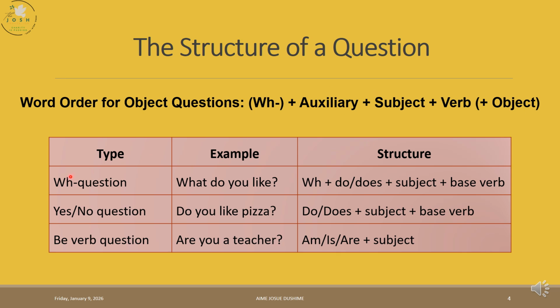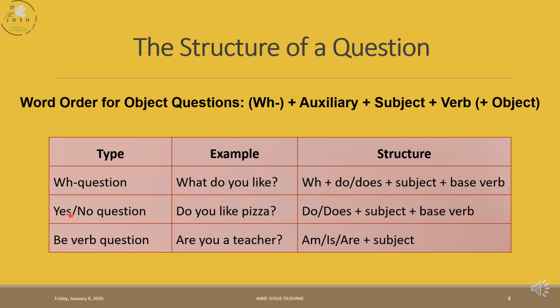Let's see the first question, which is the WH question. An example we have is, what do you like? You see that it follows the structure of WH, auxiliary, subject, verb, object. A WH question is a question we ask when we are seeking information. We are going to go deeper in the next slides, when we want to get or ask for information.